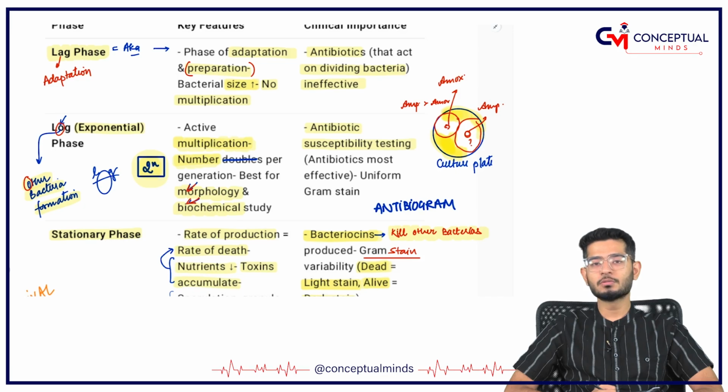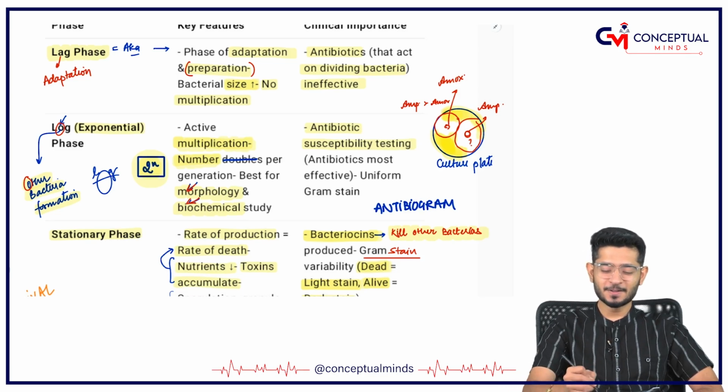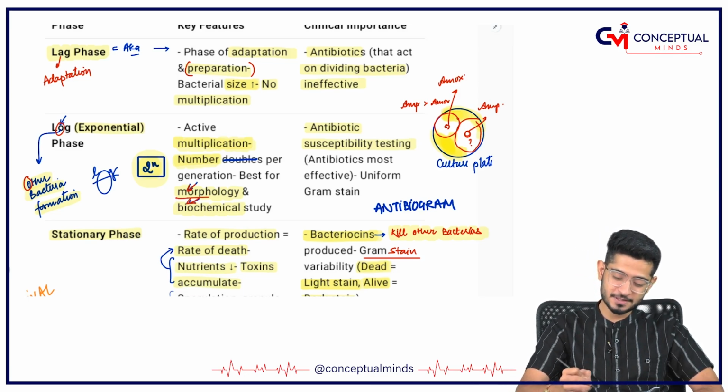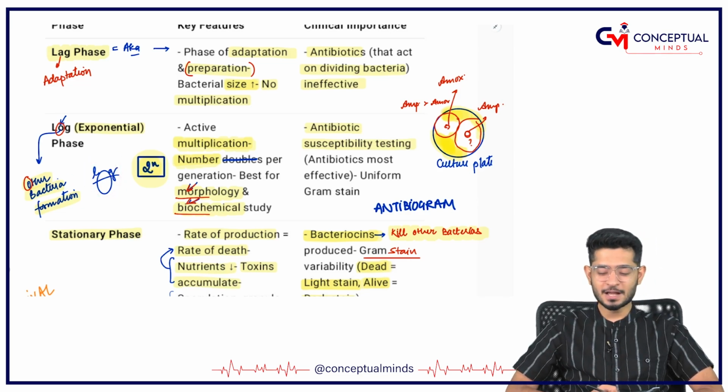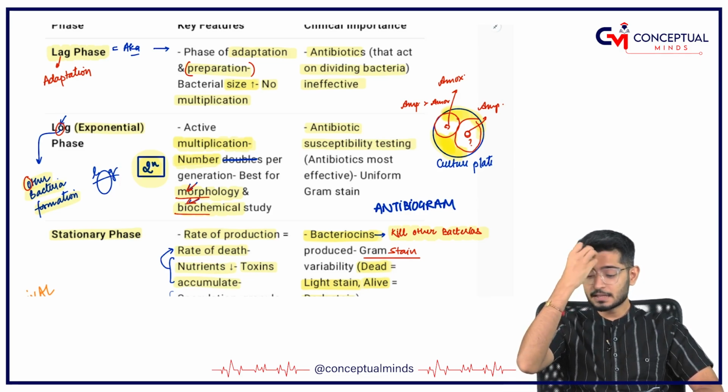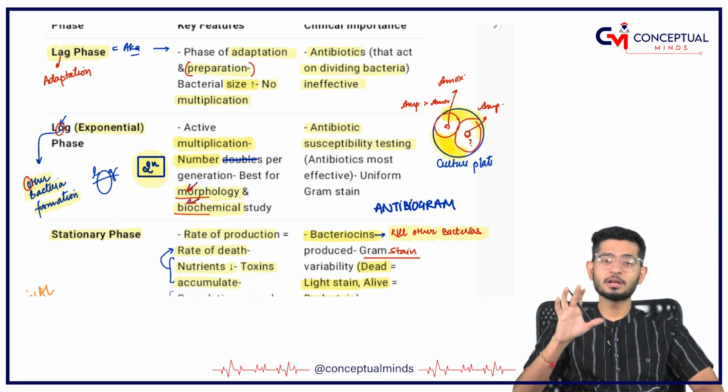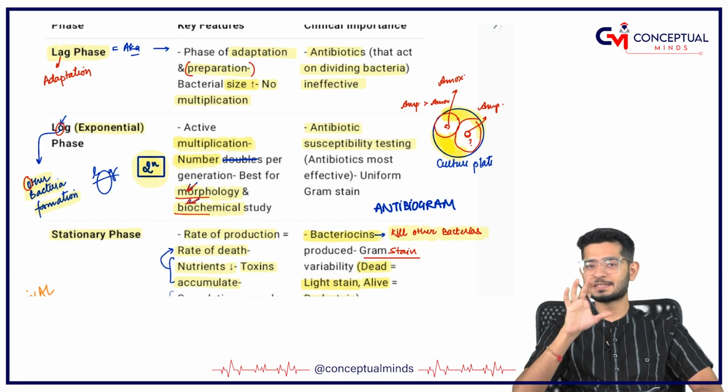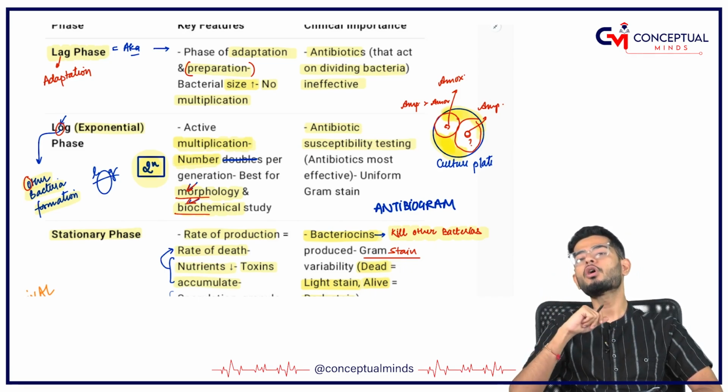So, bio has O, morpho has O, log has O. So, now you can remember that in order to check for morphology, in order to check for biochemistry, you are going to use which phase? Log phase. And because it is multiplying, my dear friends, this is the time when we check if the bacteria is susceptible to antibiotics or not.